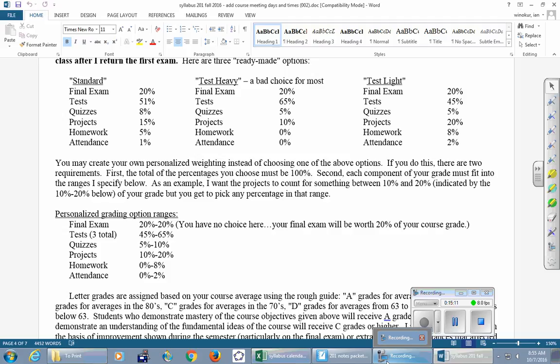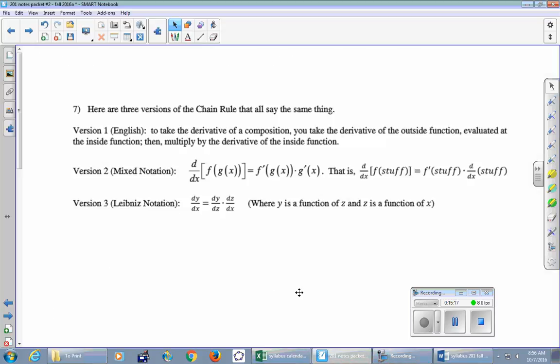Okay, I think that is good. All right, so let's come back to here. Number 7, 3 versions of the chain rule that all say the same thing. Version 1 is in English. It says take the derivative of a composition. We should mention that word there. The function we were just looking at was, what was it? X squared minus x plus 1, to the 23rd? Okay.